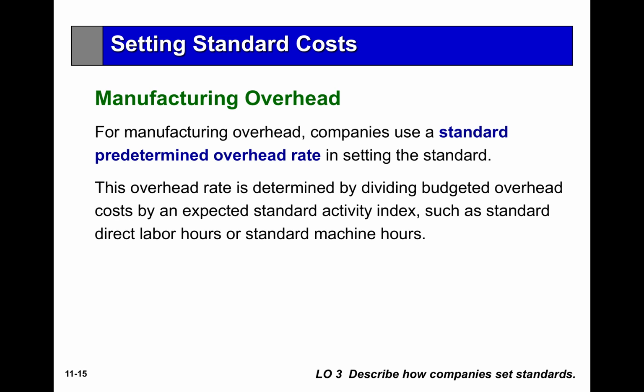For manufacturing overhead, which I'm not emphasizing too much, we talked about this in the previous chapter. How do you create manufacturing costs? We take the annual budgeted overhead cost divided by the expected standard activity index, which can be standard direct labor hours or standard machine hours. So it's basically expected divided by expected: total expected overhead divided by total expected activity, to get a standard for manufacturing overhead. That's the standard predetermined overhead rate we talked about in the previous chapter. I'm just not emphasizing too much of this, but I'll focus more on the direct material standards and the direct labor standards.